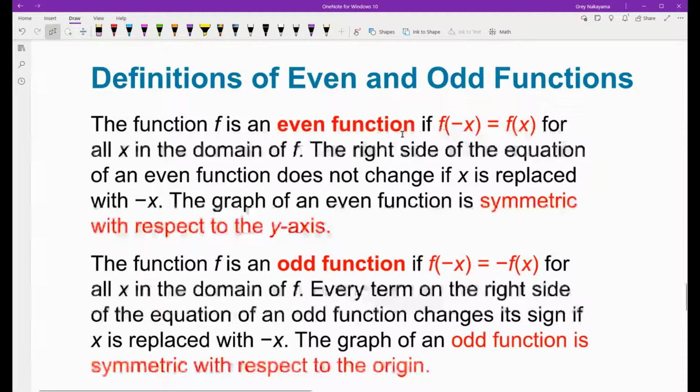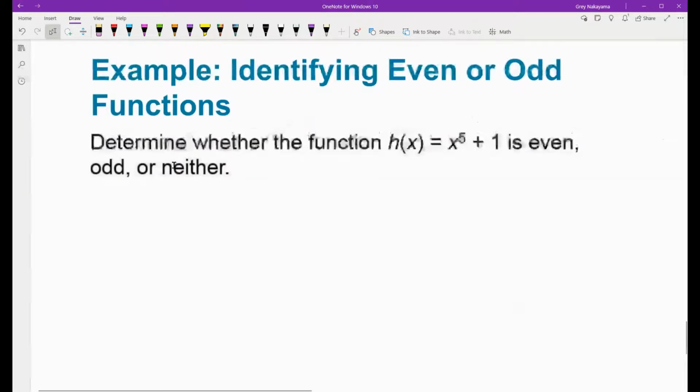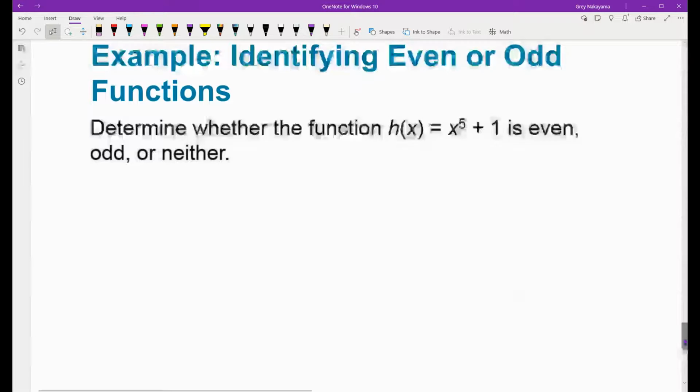Okay? So basically what you'll hear me say is an even function makes that negative go away, and the odd function makes the negative come outside. But that's what's happening. Let's look at this last example, identifying whether we have even or odd functions. So determine whether the function h of x equals x to the fifth plus 1 is even. If it's even, then the negative goes away: h of negative x equals h of x. Or odd, the negative comes outside, or neither.